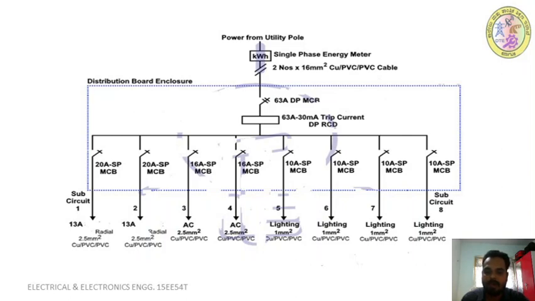That is called subcircuit 1, subcircuit 2, subcircuit 3, subcircuit 4, subcircuit 5, subcircuit 6, subcircuit 7 and subcircuit 8. Here subcircuit 1, 2, 3 and 4 are connected to the machines. So there are 4 machines you can connect: machine 1, machine 2, machine 3, machine 4, the motors.